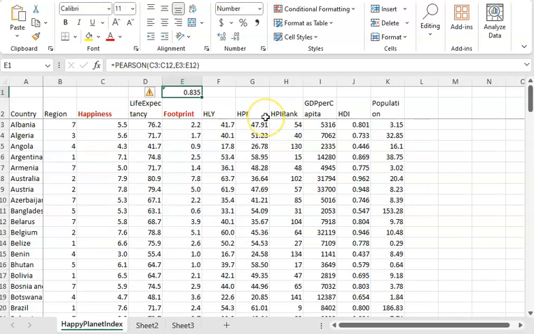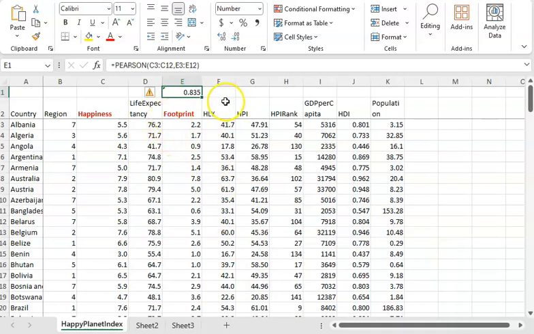So -1 to +1, those are the upper and lower limits of correlation coefficients. -1 is a perfect inverse, and +1, where there's no minus sign, that means it's plus or positive. +1 is a perfect positive correlation.